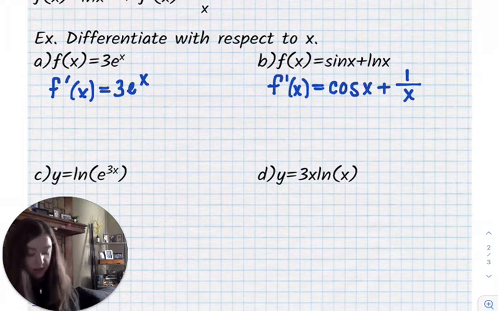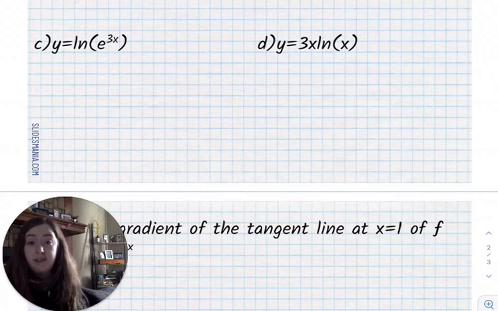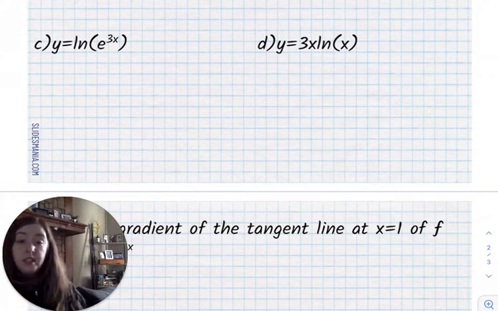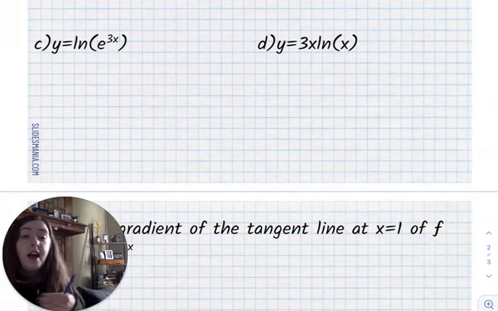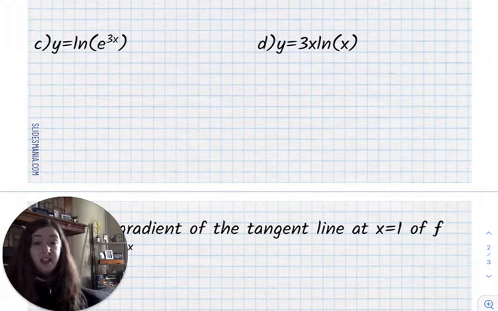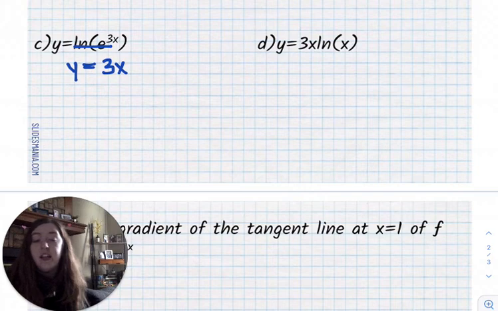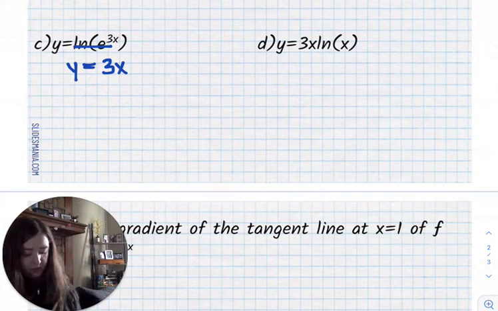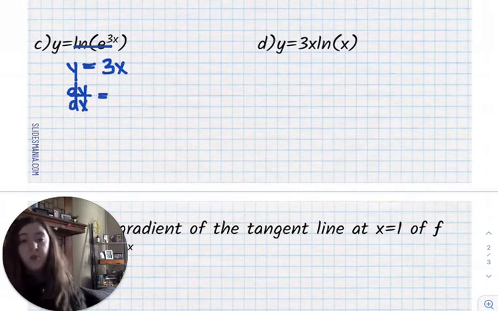In this next one, on C, we have natural log of e to the 3x. Now, remember, natural log and e are inverse operations. So since I have the natural log of e to the 3x, natural log and e cancel each other out. So I'm just looking at y equals 3x and finding the derivative of that. So we're finding the derivative of y with respect to x, dy/dx. The derivative of 3x is 3.